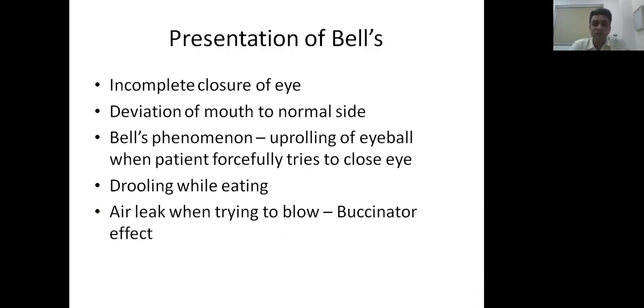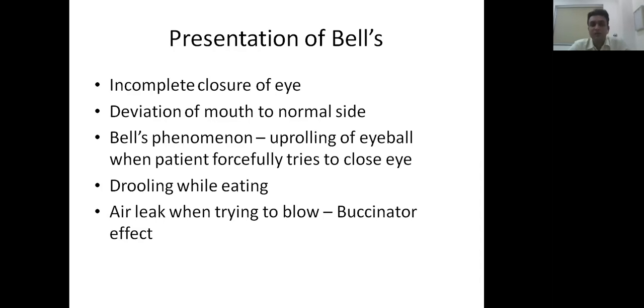How it presents? Whenever there is a facial nerve paralysis by Bell's, it generally involves a labyrinthine portion. That means all the function of the facial nerve would be lost. It's an infranuclear type of paralysis. There will be incomplete closure of the eye because orbicularis oculi muscle will be paralyzed. There will be deviation of the mouth to normal side because the normal side is working, but the paralyzed side it is not working. So that's why the mouth deviates towards the normal side.